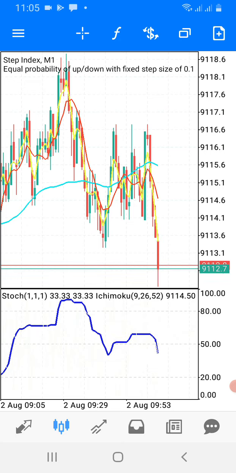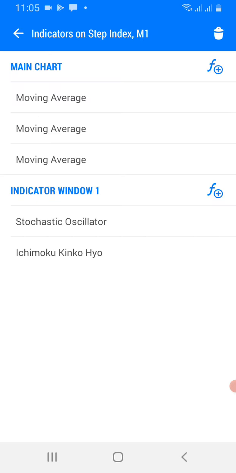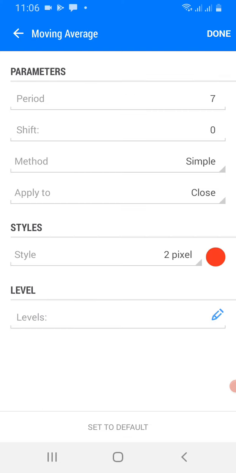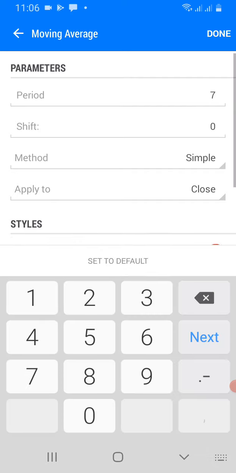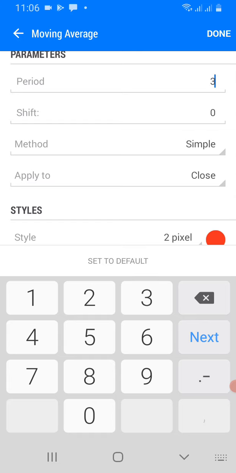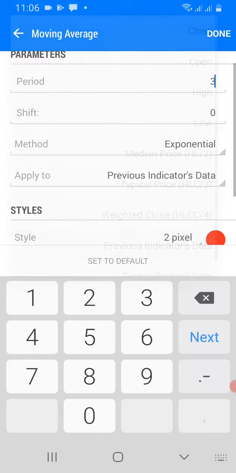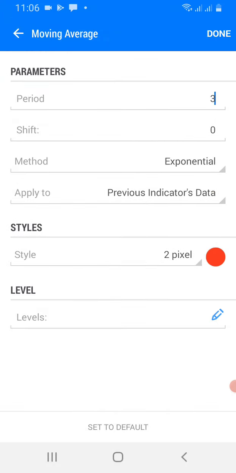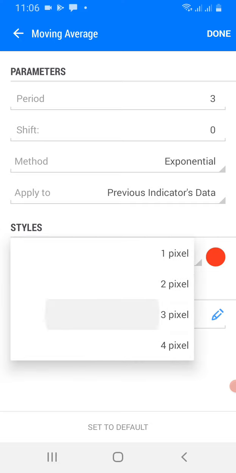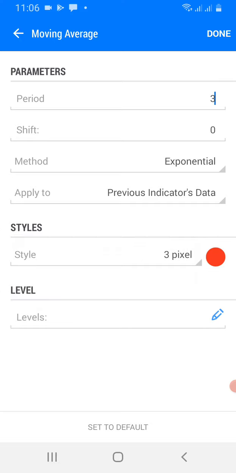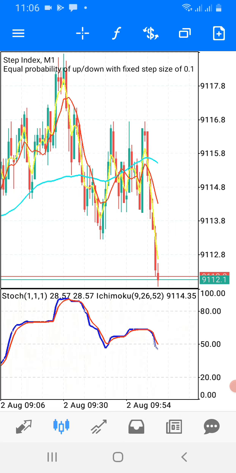Guys, we have the last indicator, which is the moving average on indicator window 1. You click on moving average. For this moving average, we're using period 3 exponential, then apply to previous indicator data. You click the style at 3 pixel, the red is okay, then we click done. Guys, we're good to go for the strategy.